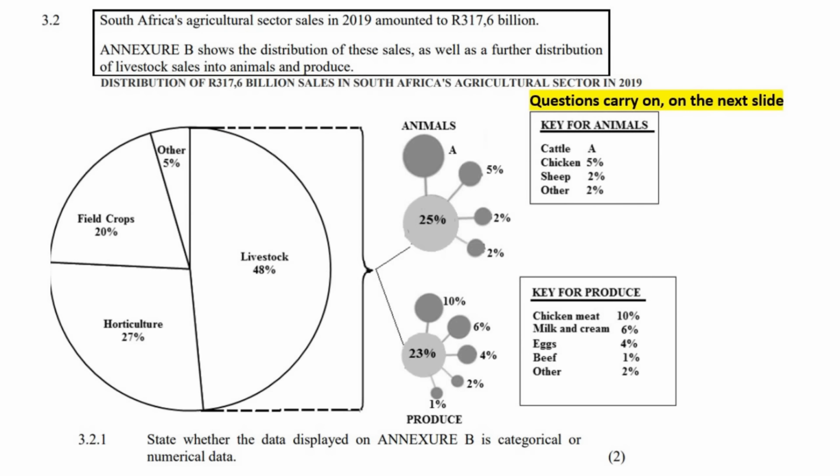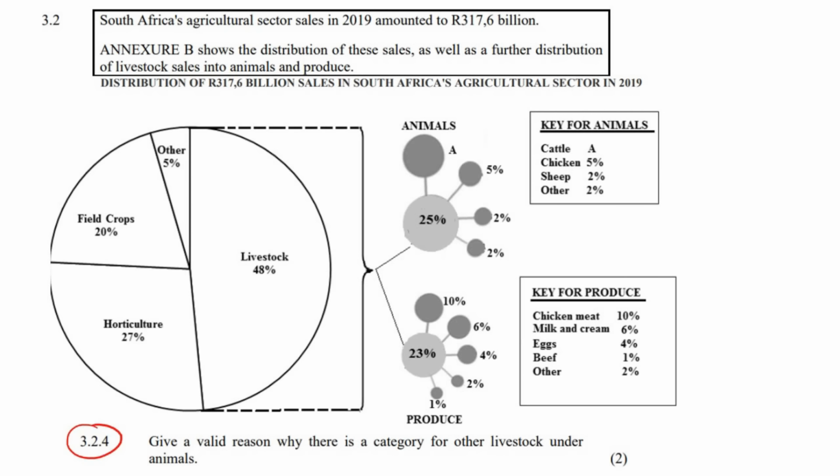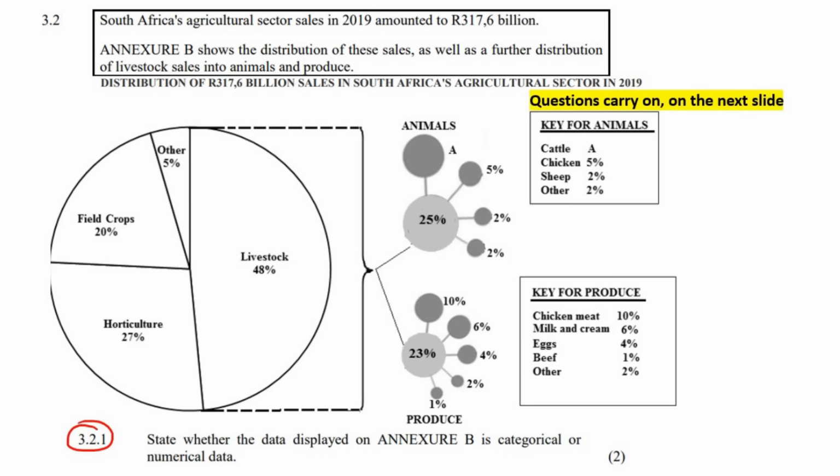With this question, I just want to highlight that the questions do carry on. So here we have our first question, a second question, a third question, and a fourth question. South Africa's agriculture sector sales in 2019 amounted to 317.6 billion. Annexure B, which is this over here, shows the distribution of these sales, as well as a further distribution of livestock sales into animals and produce. Okay, so let me explain. This is the agriculture sector.